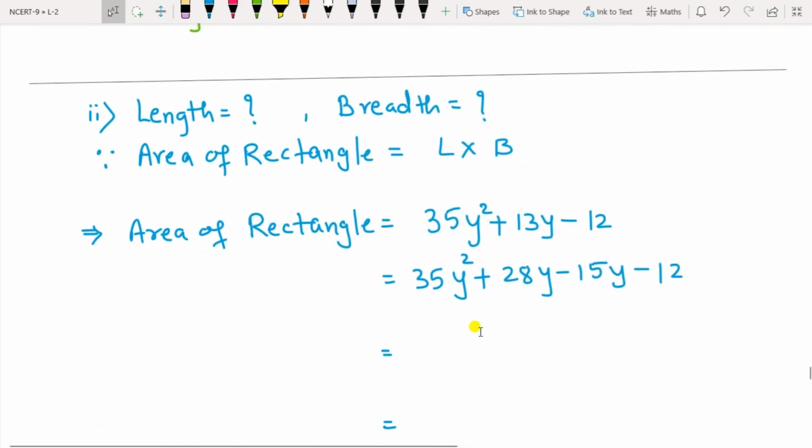Similarly for the second question, the length and breadth, the area of the rectangle is given as 35y square plus 13y minus 12. Here you have to multiply 35 into 12.